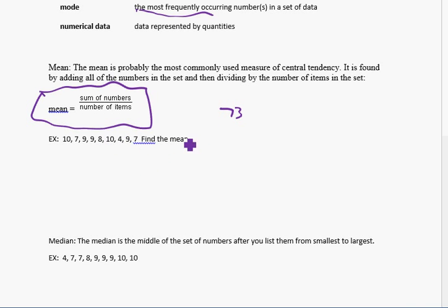So now the sum is 73. And I'm going to divide by 1, 2, 3, 4, 5, 6, 7, 8, 9. Divide by 9 because there are 9 numbers. So it's the sum of the numbers divided by the number of numbers. And that's going to give me 8. 9 goes into 73 8 times. 9 times 8 is 72. And 8 and 1/8.